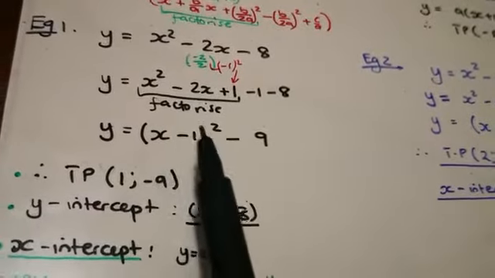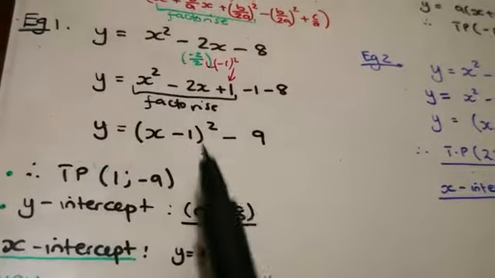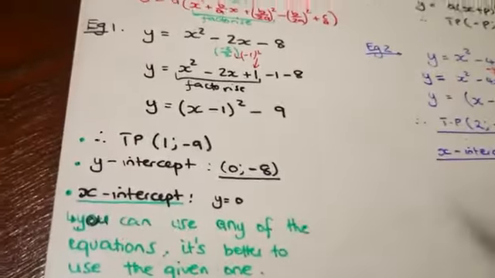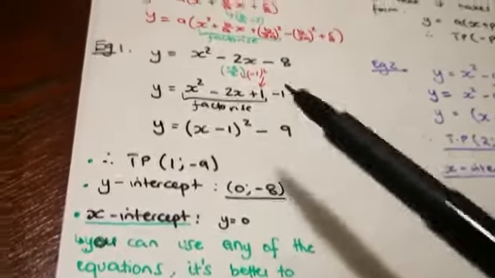Turning point is the negative of this number. So negative of -1 is 1, and then -9. So the turning point is over there, and then the y-intercept is going to be at 0, -8. And then to find the x-intercept, y must be equal to 0.